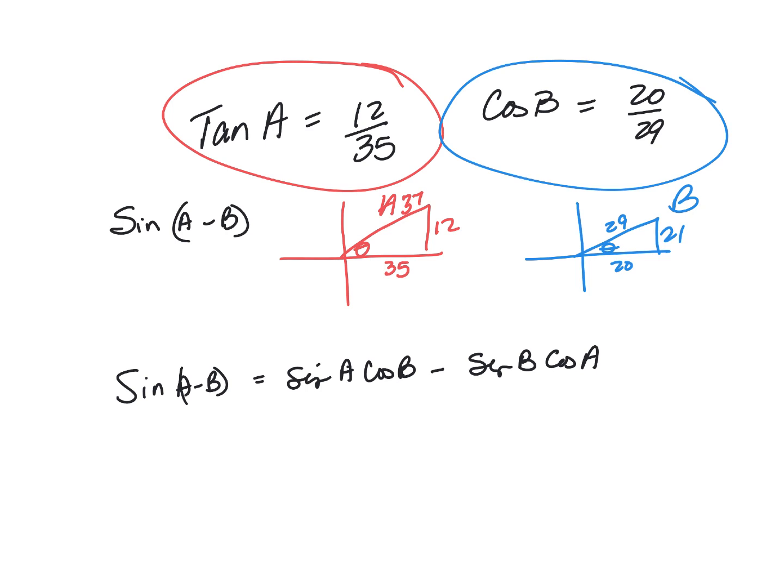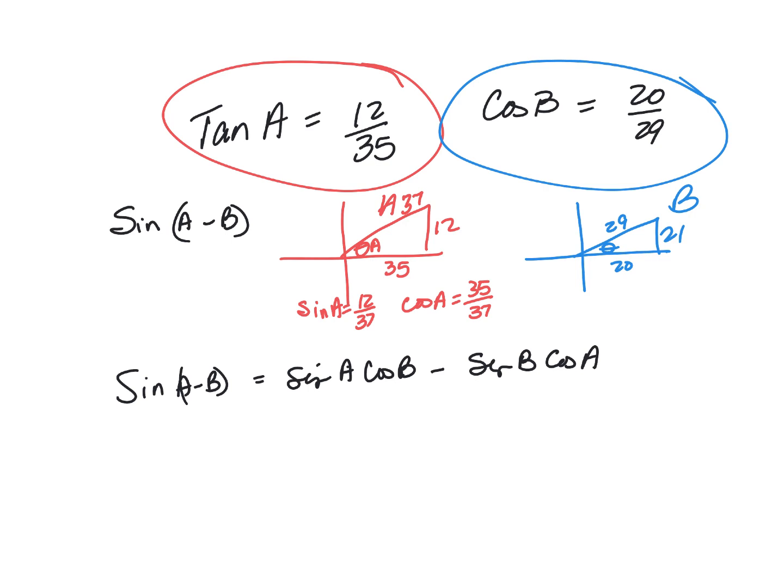So on the red one, the sine of A, and this is A right here, is going to be 12 over 37. That's the sine of A. Everybody get that? Yeah. The cosine of A is going to be 35 over 37. Any questions on that? SOHCAHTOA.